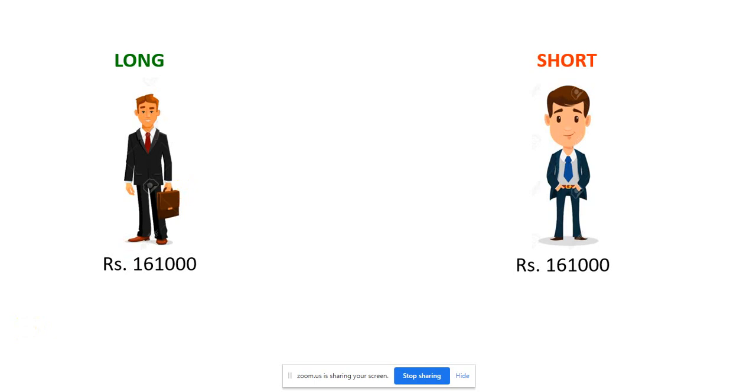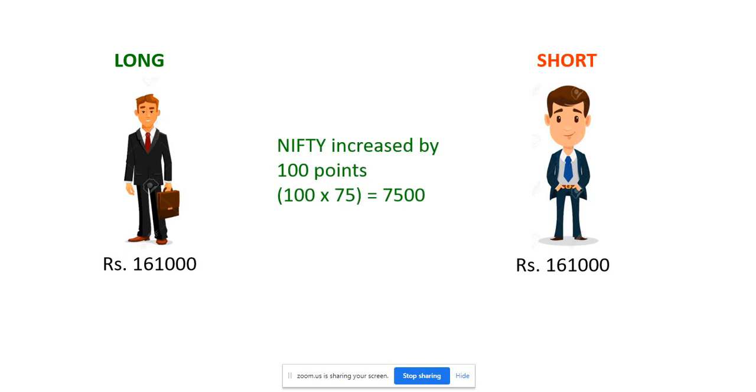So both give money to SEBI or the exchange or the broker. He deposits 1,61,000. He deposits 1,61,000. Now what happened? Nifty increased by 100 points. 75 is the lot size for Nifty. So what will they do? One will be credited with 7,500 and the other will be debited with 7,500. So at the end of the day, his balance will become 1,68,500. His balance will be 1,53,500.